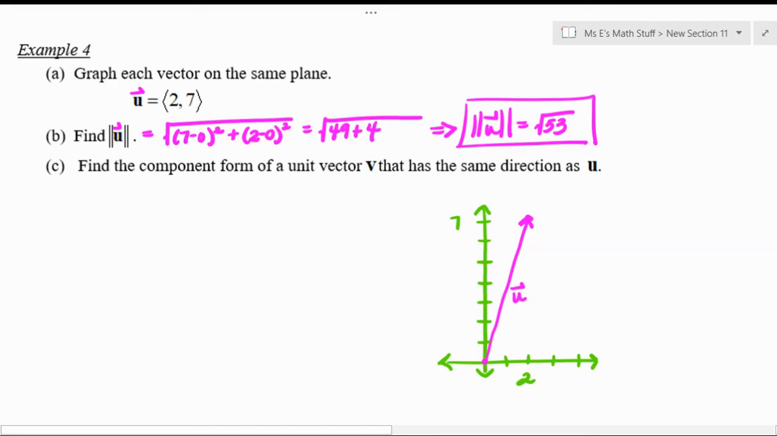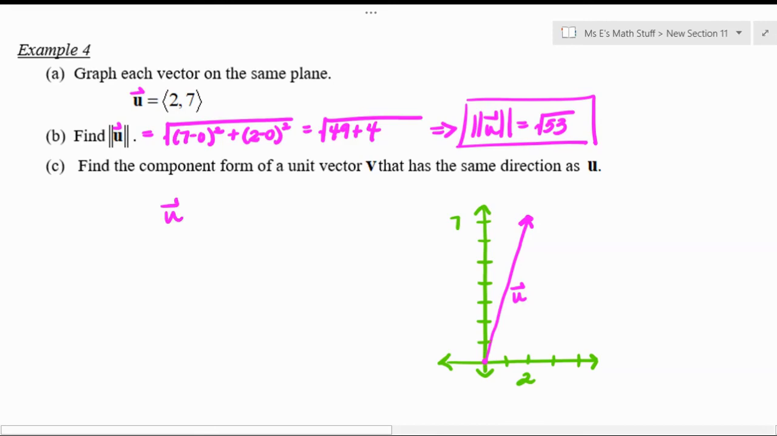There we go. Okay. And if somebody said, quick, approximate the square root of 53. Well, I know square root of 49 is 7, and then this is just a little bigger than that. So I'd probably guess about 7.2 again. Anyway, now for part C, it says find the component form of a unit vector that has the same direction as vector u. So we're going to take vector u and we're just going to scale it down.